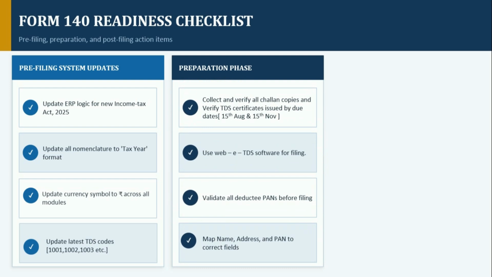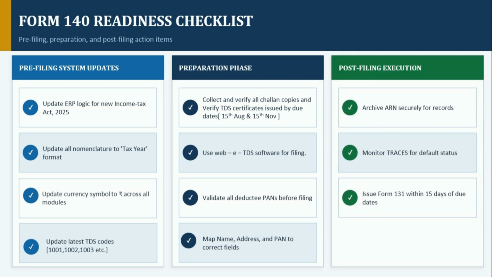Moving to the preparation phase. Collect and verify all Challan copies and confirm that TDS certificates are issued within the prescribed timelines. Use Web eTDS software for preparing and filing the return. Validate all Deductee PAN details before submission. And ensure names, addresses, and PAN information are mapped to the correct fields.